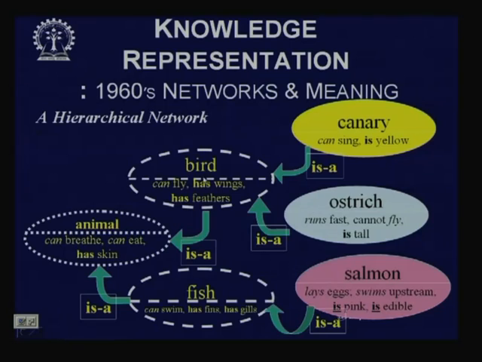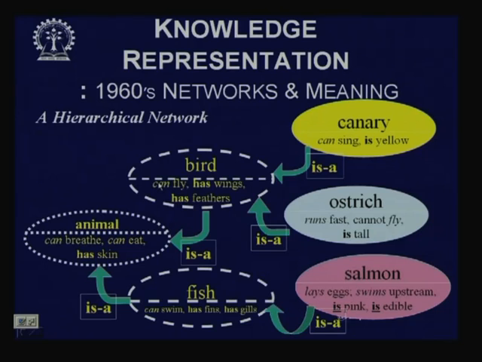Now if we go one level down the hierarchy, we'll see that these colored ones are specific, not yet instances. These are even farther specialization of birds. Canary is a bird, ostrich is a bird, salmon is a fish.